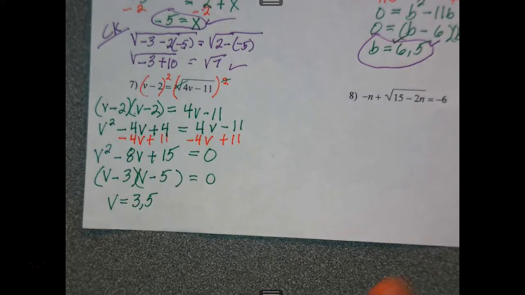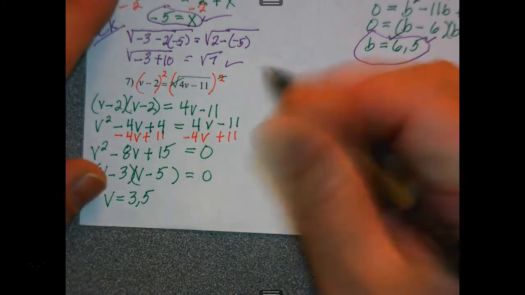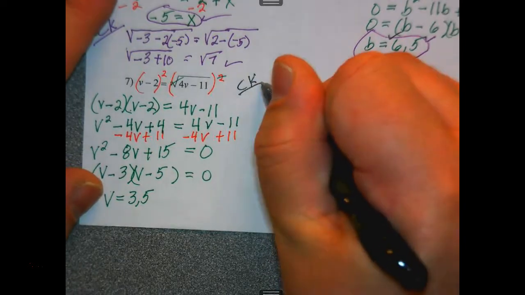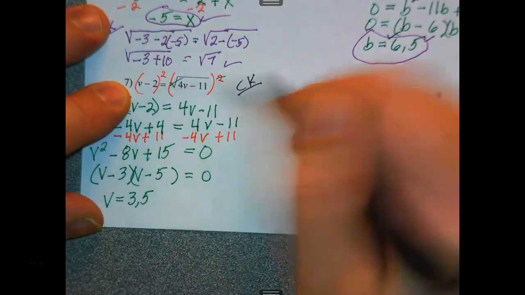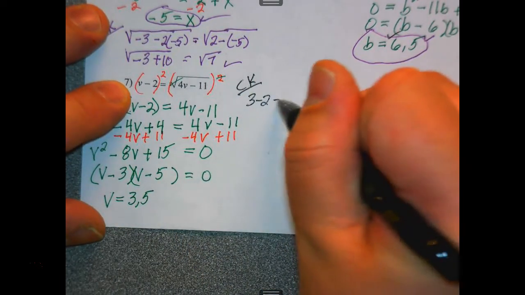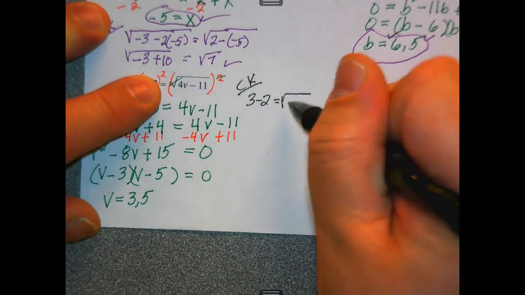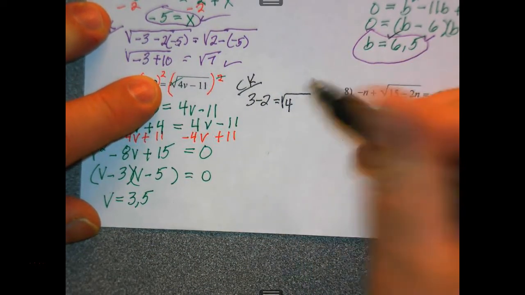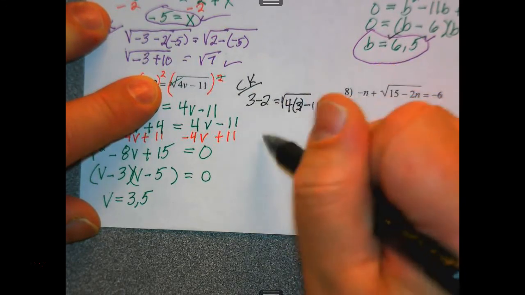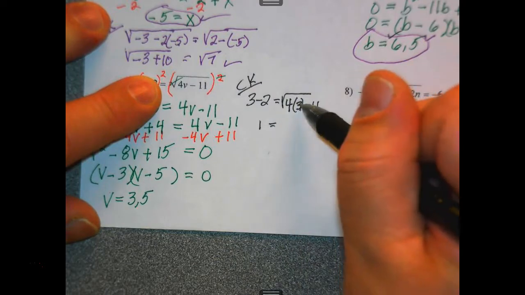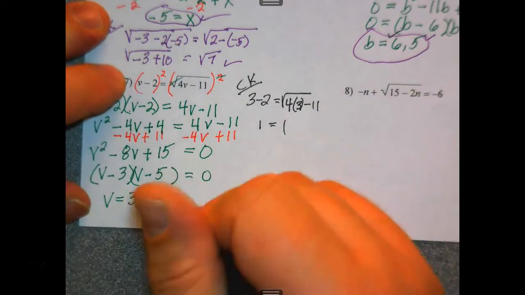All right, guess what we get to do? We have to check both of these. Okay, let's check the 3. Let's see, 3 minus 2 equals the square root of 4 times 3 minus 11. 3 minus 2 is 1. 4 times 3 is 12. 12 minus 11 is 1. Square root of 1, yes, it does. So 3 checks.